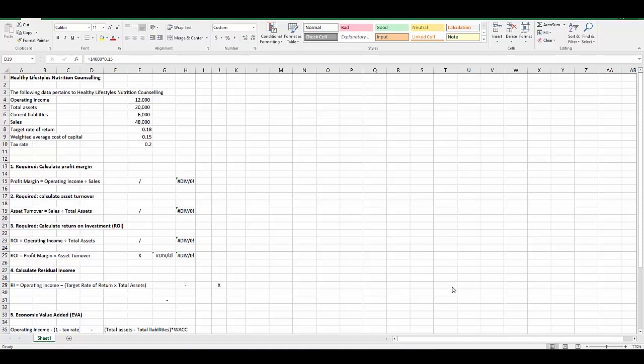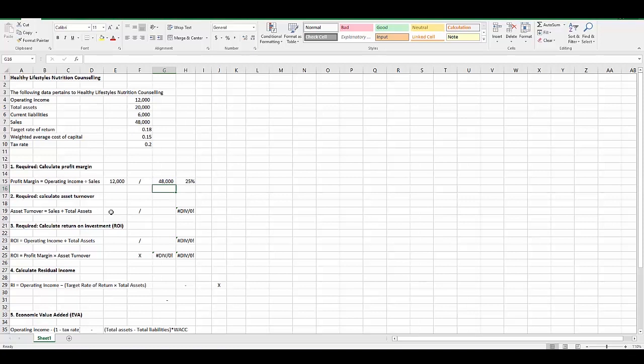So the first one we're going to look at is your profit margin. Your profit margin is equal to operating income divided by sales. So that's $12,000 in operating income divided by our sales of $48,000. So that gives us a profit margin of 25%.